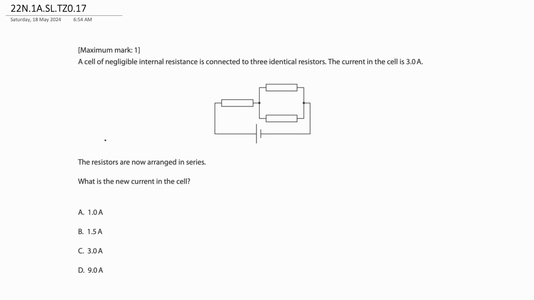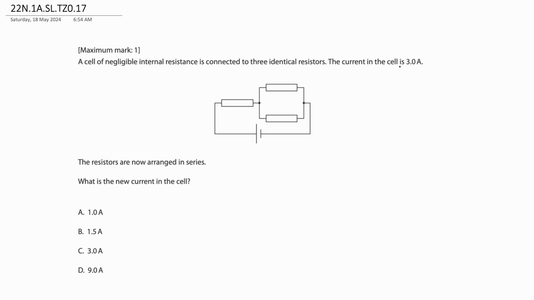Today we're going to be solving a problem from the November 2022 IB Physics examinations. This is an SL paper 1 question and it's a multiple choice. Let's get started. A cell of negligible internal resistance is connected to 3 identical resistors.